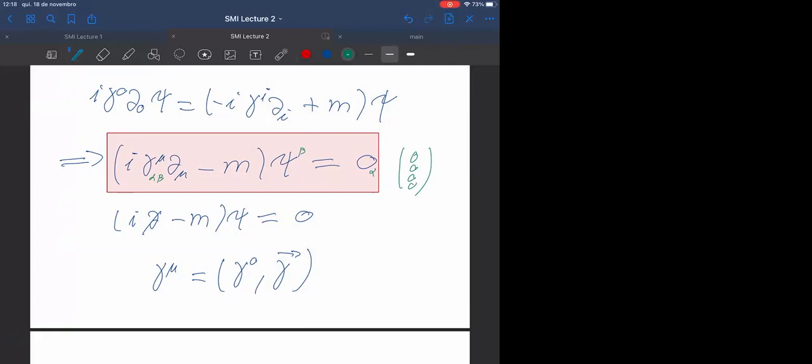Alpha goes from 1 to 4 or 1 to 2, depending on which type of spinors you're talking about. Here I'll be talking about Dirac spinors. At the moment, I will not go into Weyl spinors; they indeed have two components. I will just remove the indices from here for now.